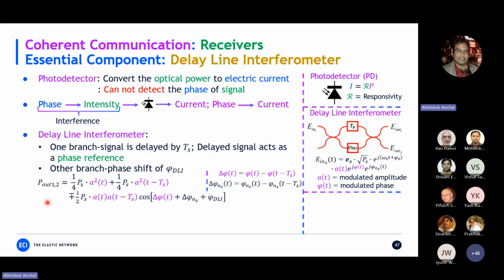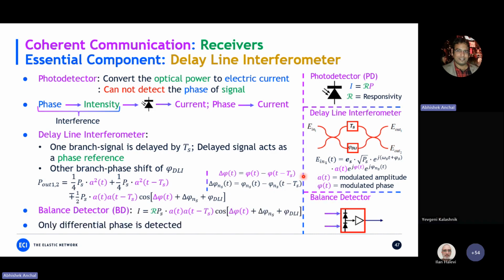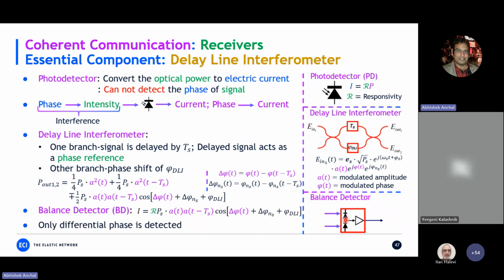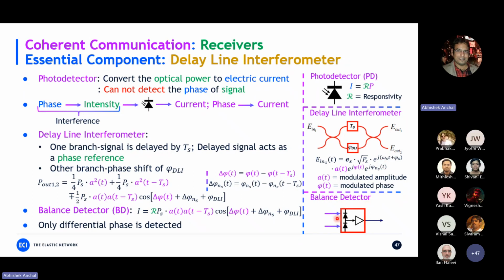So if you do a little bit of mathematics, you can find out the optical output power of the coupler here. And at the end, we put a balanced detector. The balanced detector has two photodetectors, which subtract the current of one from the other. So if you look at the balanced detector output current, you can find this expression. Now, if you look very closely at the expression, you can find that the current itself is proportional to the phase change, the phase difference of the signal. It depends upon the phase of the signal minus the phase of the previous symbol duration. So it is able to detect only the differential phase, not the absolute phase. So that's the problem with the delay line interferometer.